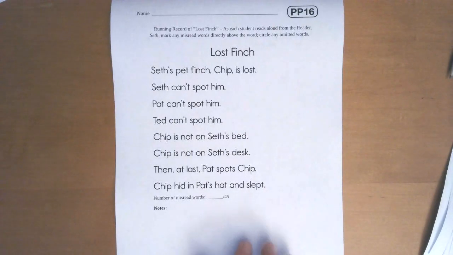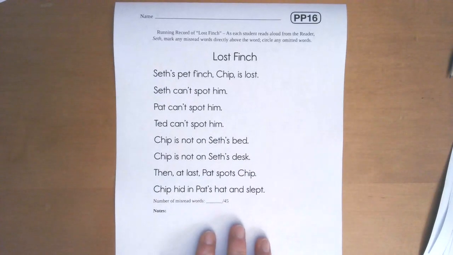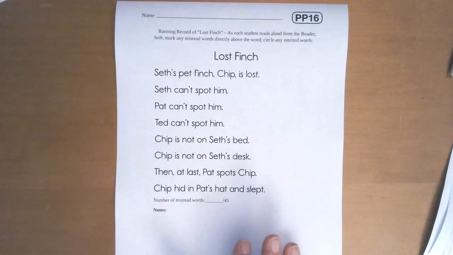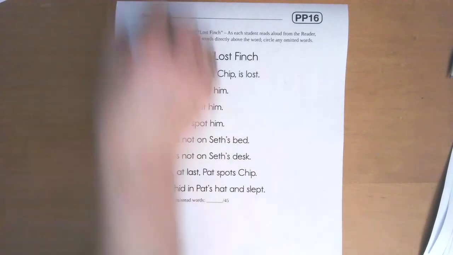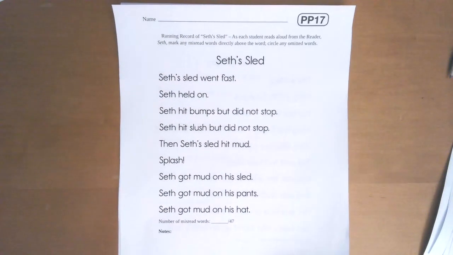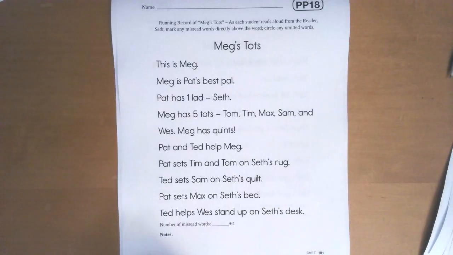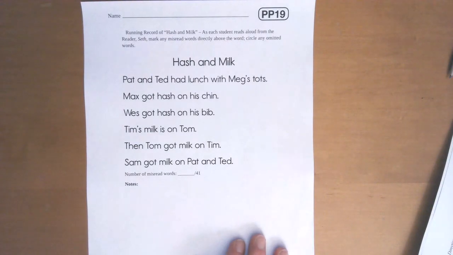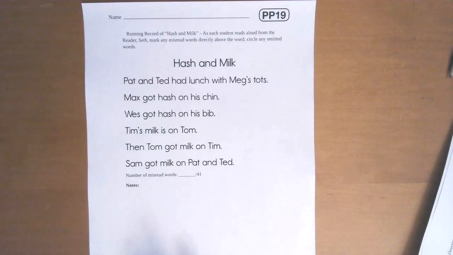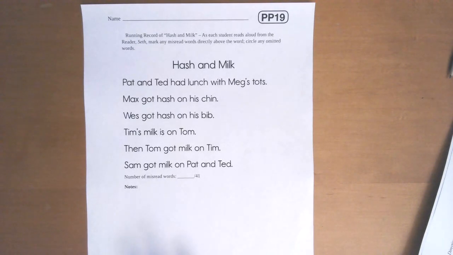They have running record pages for some of the stories, and so you would have the kids read this. I would time them, and then you make note of any errors. And if you time them, you can check them maybe a month later, a couple weeks later, and see if they're any faster. But they have one for Lost Finch, Seth's Sled, Meg's Tots, and Hash and Milk. And that shows you an example of everything that is in Workbook 7, Unit 7, Kindergarten CKLA.